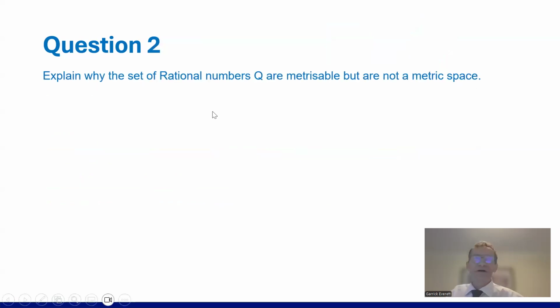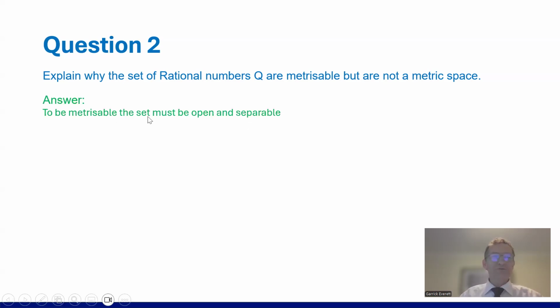Question 2. Explain why a set of rational numbers are metrizable but not a metric space. So here I've made this sort of a double question to help you out, because you might get one part or the other part, or you might get a double question. So this is sort of 2 questions in one. To be metrizable, the set must be open and separable. So rational numbers are infinitely countable in either direction. So Q goes from minus infinity to infinity.